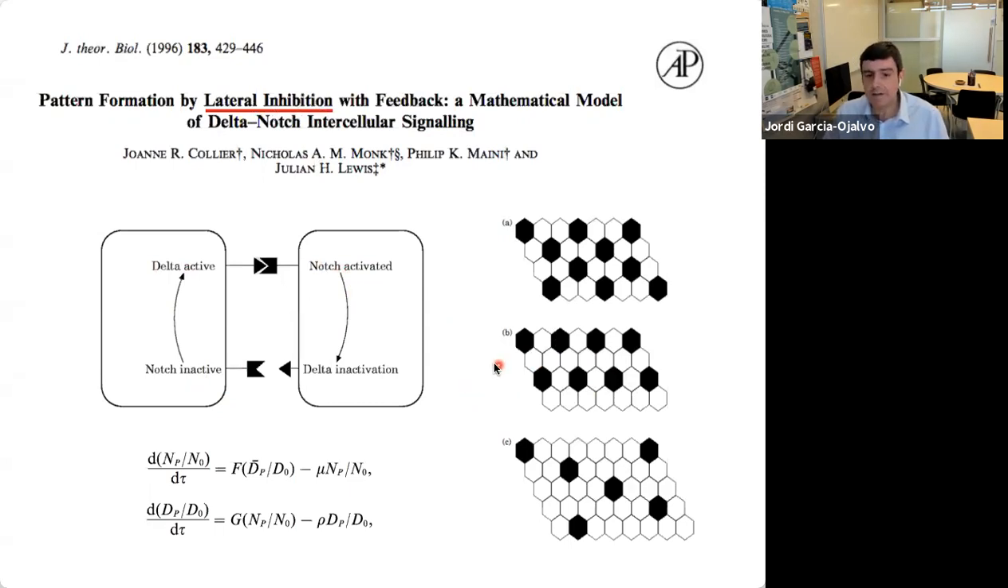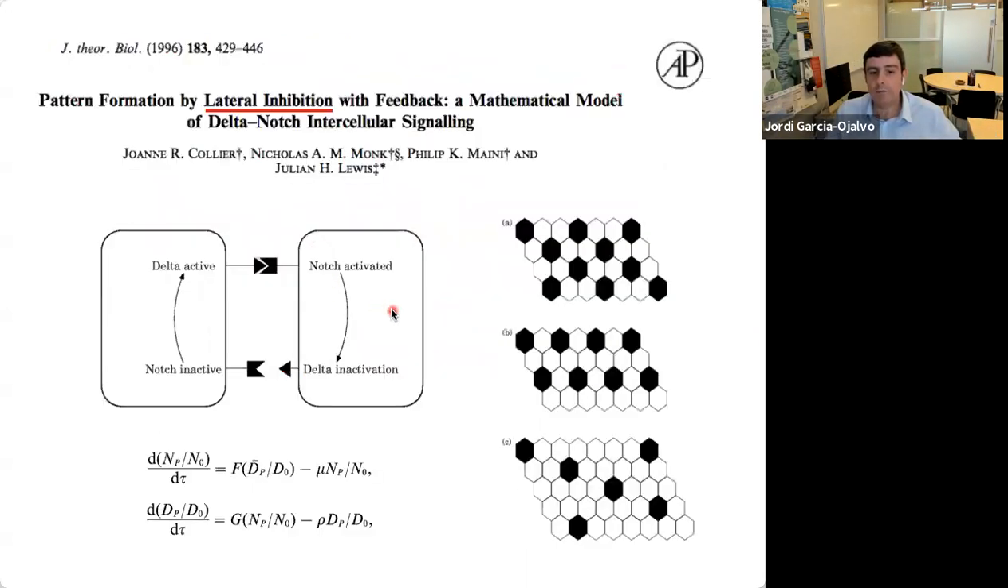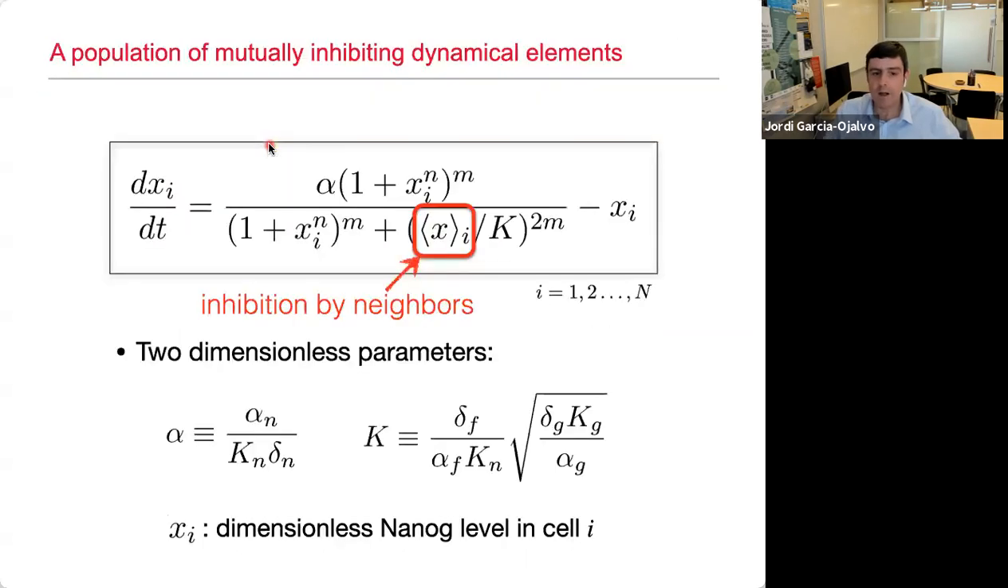So this means that in some sense, the behavior of our system is similar to lateral inhibition, in the sense that when one cell becomes red, it forces the neighboring cells to become blue if possible, okay? And indeed, we can take this model, which is a model for N cells, and assume that we have only two clusters, two types of cells. We have the red and the blue cells, which means that we have only two equations, equations for the red cells and equations for the blue cells.